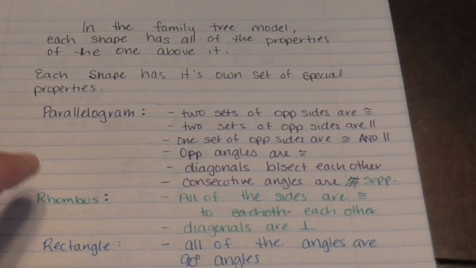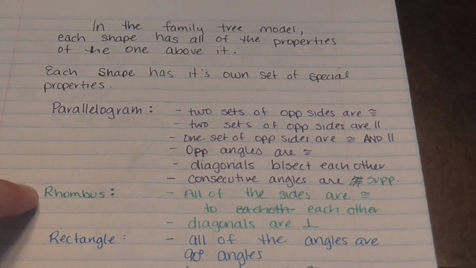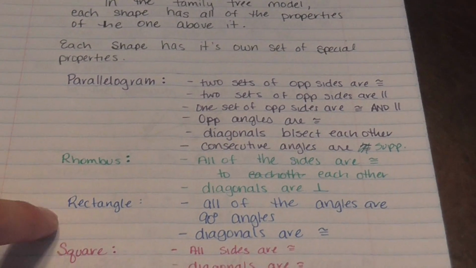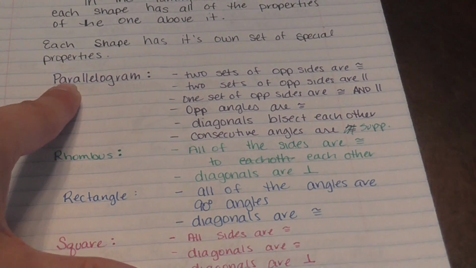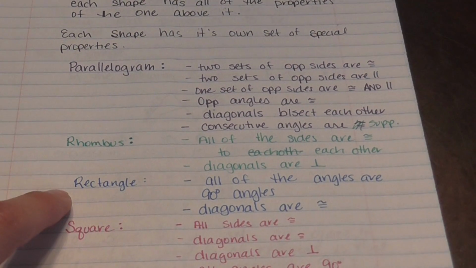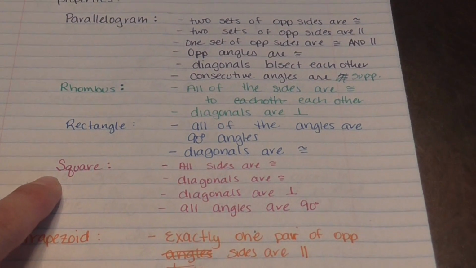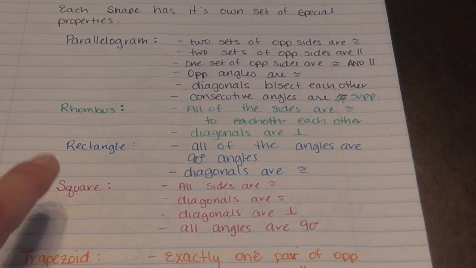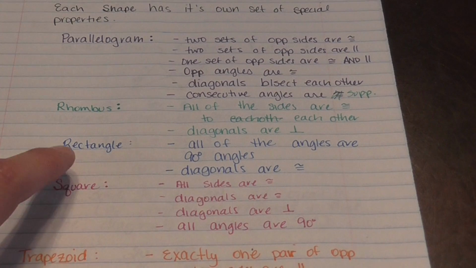Okay? For a rhombus, it has all of the properties of a parallelogram because it's below it. But in addition to all of those, all the sides are congruent to each other and the diagonals are perpendicular. A rectangle has everything of a parallelogram because it is one. But all of the angles are 90-degree angles, and the diagonals of a rectangle are always congruent. Now a square has all the properties of rhombus and rectangle and parallelogram because it's directly below all of those. So all the sides are congruent, the diagonals are also congruent, the diagonals are also perpendicular, it gets that from rhombus, and all the angles are 90 degrees, it gets that from rectangle.